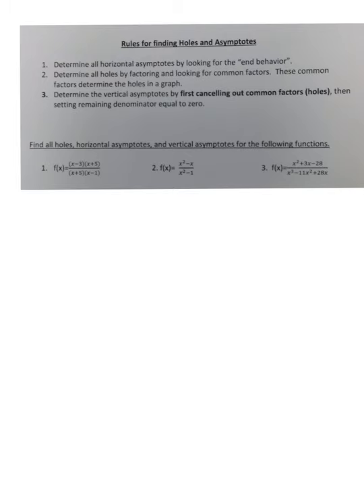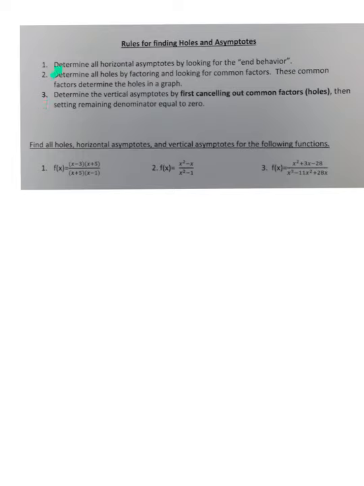Alrighty, so now we're back to not having a calculator. So we need to determine holes and asymptotes. If you look at the top, or you look at the directions, it says find all holes, horizontal asymptotes, and vertical asymptotes for the following functions. But we don't have a graph, and we're not allowed to use a calculator, so we have to come up with a plan B here. So there's a pretty easy way of doing it. I put these in order, and I think this is such an easier way to handle any question like this.